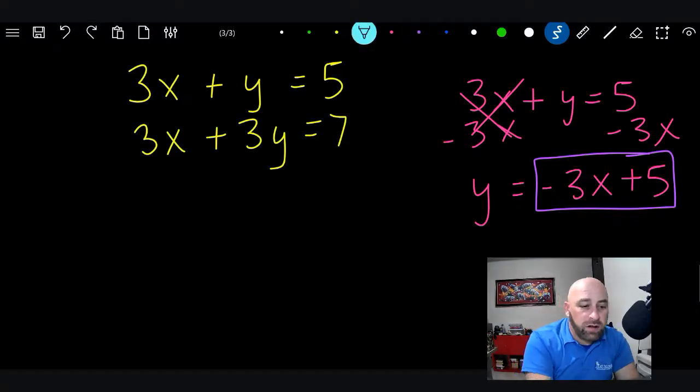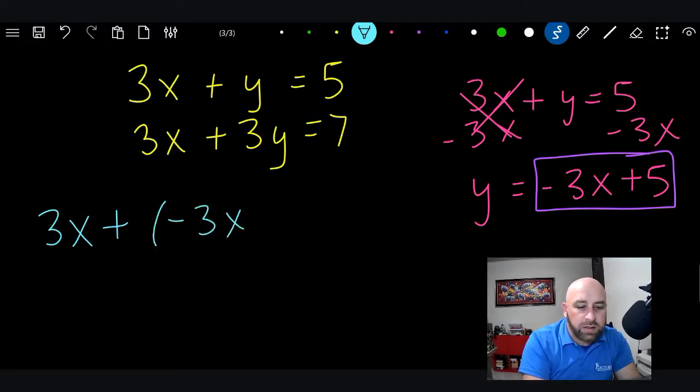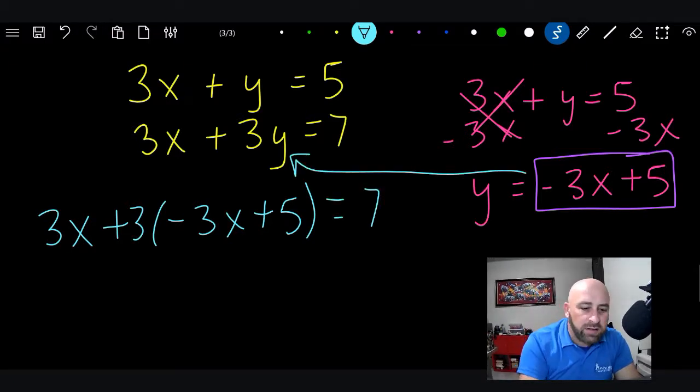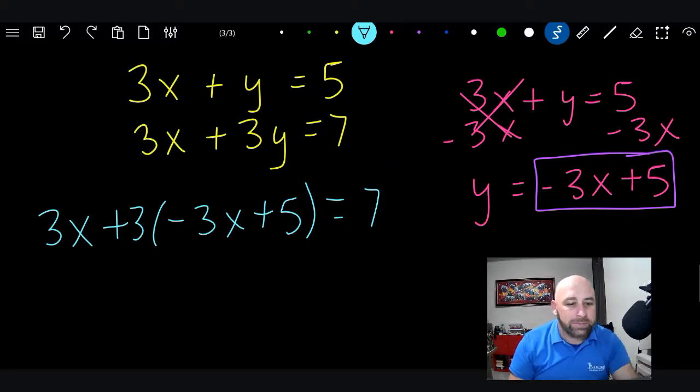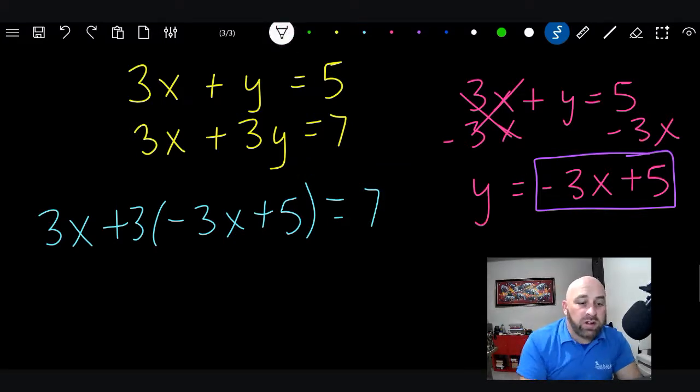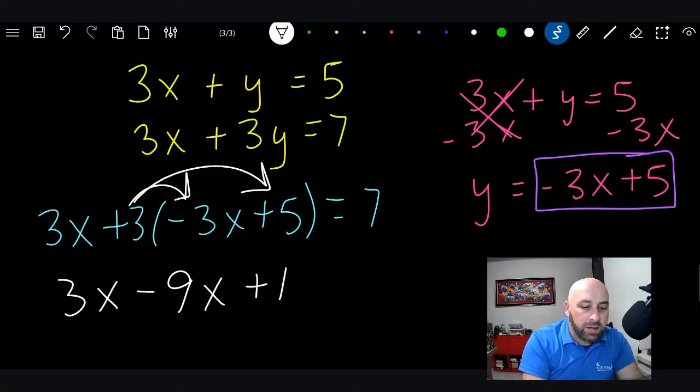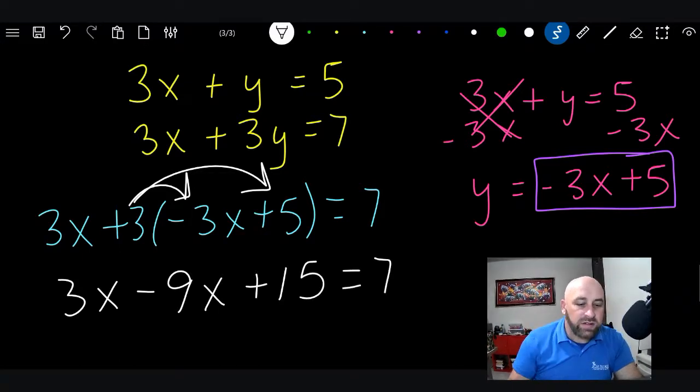So let's go back over here now and let's write this one. 3x plus, and then we're going to write this, let's put that in parentheses so we can see what we're doing here. Oh, I forgot my 3. My 3 goes out front. And equals 7. So in essence, all we did was take that and substitute in for that y. Now we want to start solving this thing. The first thing we want to do is follow our order of operations, and we would distribute. So we'll get 3x minus 9x plus 15 equals 7.